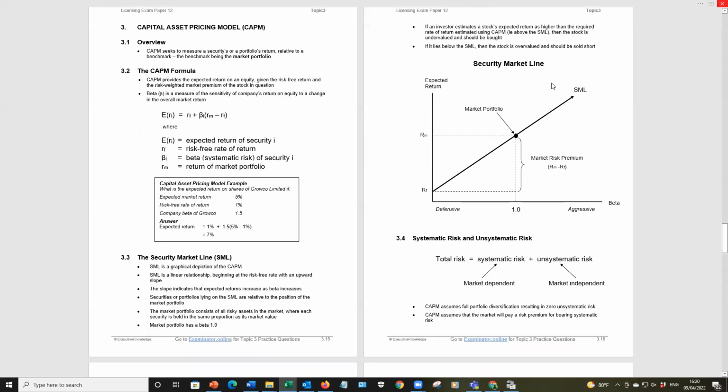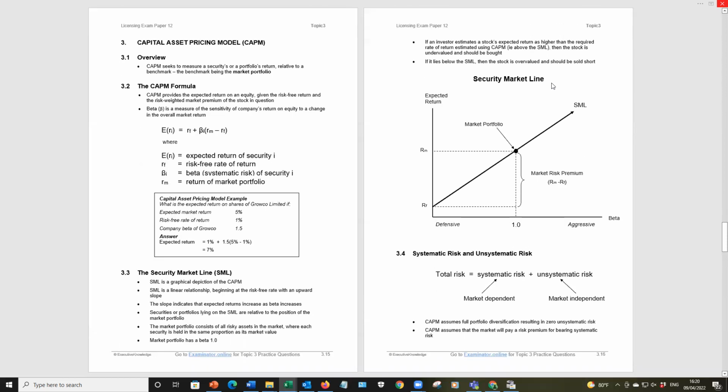Now we're moving on to the capital asset pricing model. This was developed by William Sharpe and gives you a calculation of the required return for a particular investment for an investor. The overview up top says the capital asset pricing model seeks to measure a security or portfolio's return relative to a benchmark, being the market portfolio. Right, we're going to get into this in a lot more detail. Expected return on an equity given the risk-free return and the risk-weighted market premium.